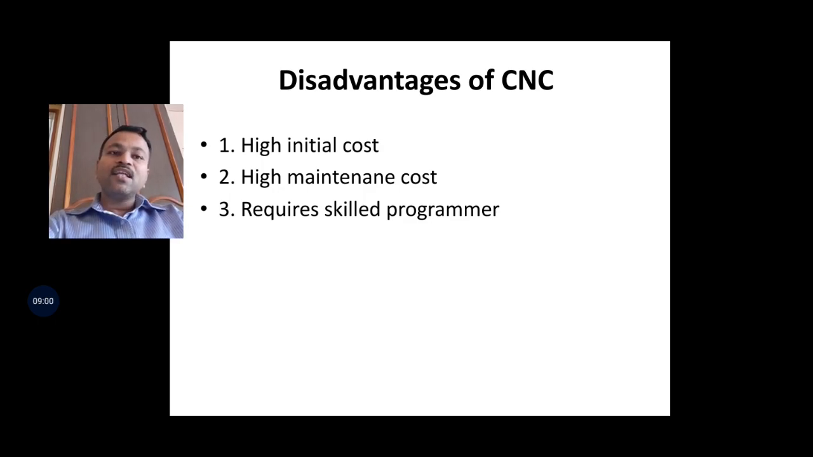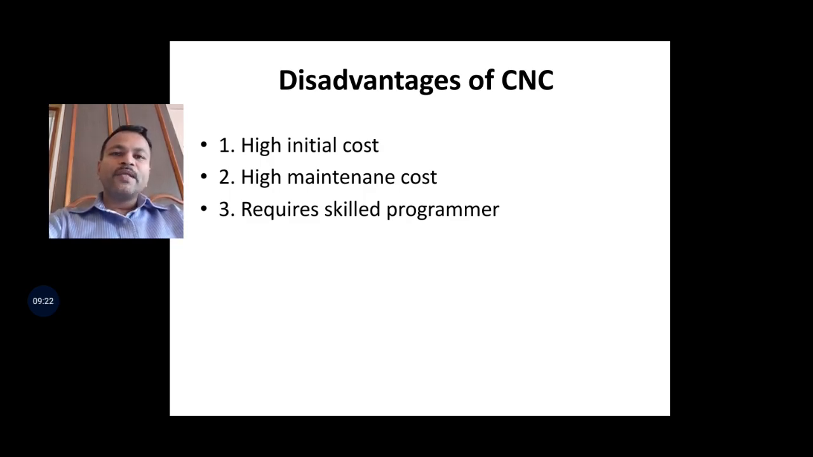It requires a skilled programmer, one who knows programming, then he can operate. Anybody cannot operate that CNC machine. So the operator must know about CNC programming. What is CNC programming? The programming consists of G codes and M codes. This I already told you. G codes mean preparatory function, M codes mean miscellaneous function.